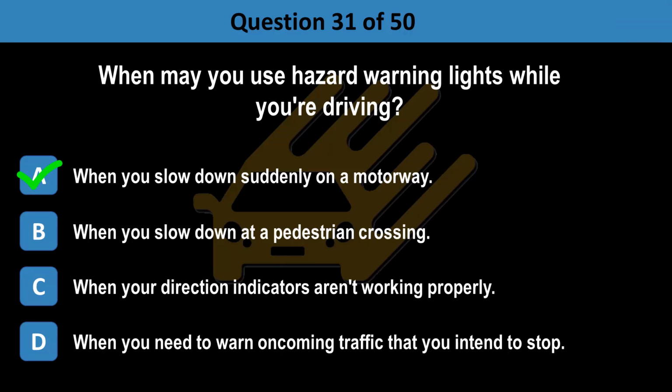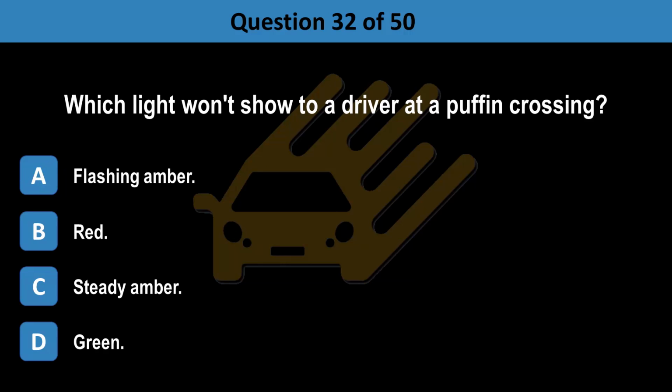The correct answer is A. When you slow down suddenly on a motorway. Which light won't show to a driver at a puffin crossing? A. Flashing amber. B. Red. C. Steady amber. D. Green.